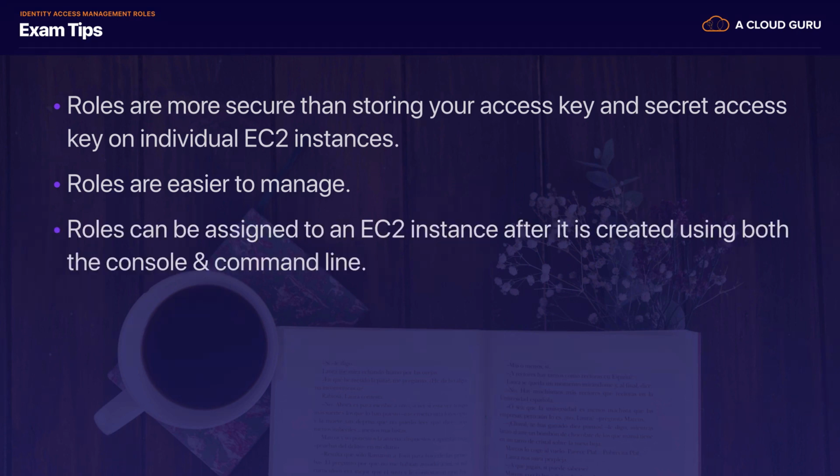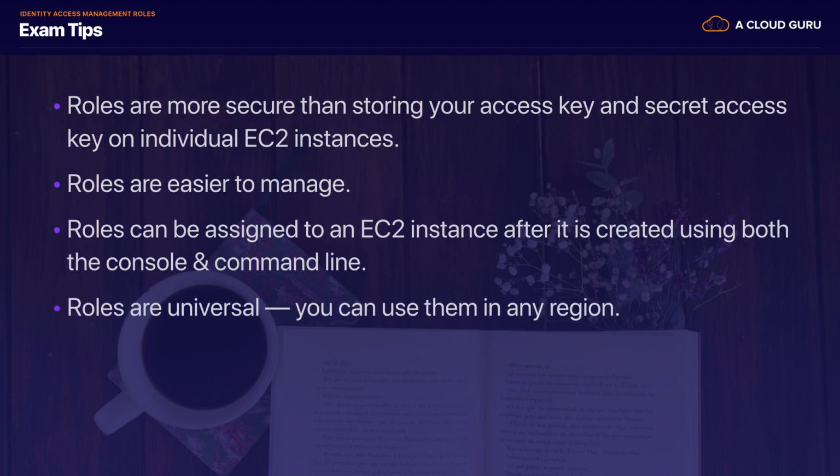Roles can be assigned to EC2 instances after they're created, using both the console and the command line. Roles are universal, so you can use them in any region. We created that role in IAM and were able to use it in the London region. Likewise, we'd be able to use it in the Northern Virginia region or anywhere else in the world.